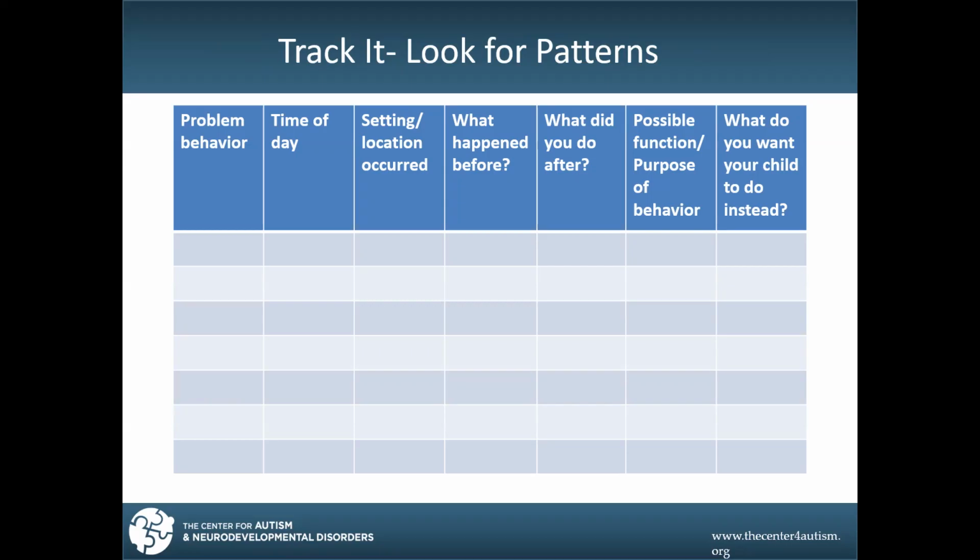Next, you're going to indicate what happened immediately before the behavior and what you did immediately after. After that, you're going to indicate what the possible function or purpose of the behavior might be. And lastly, you are going to note what you want your child to do instead of engaging in that behavior.